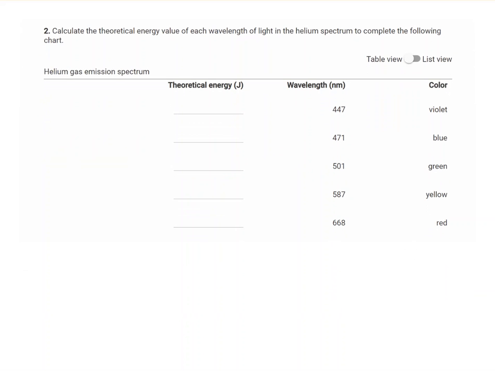On this part, this is where you're going to be using that equation. On page 3, where it says theoretical energy, this is E in that equation. Notice that these are in nanometers, so you must convert to meters and use that equation on page 3 of your PDF.